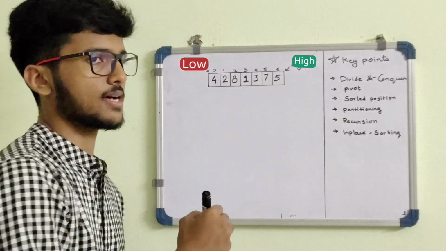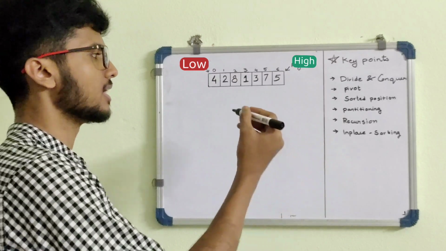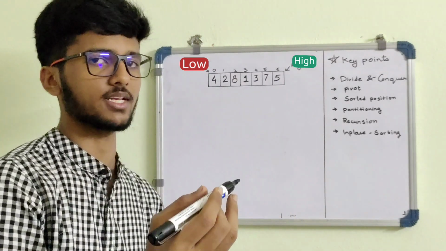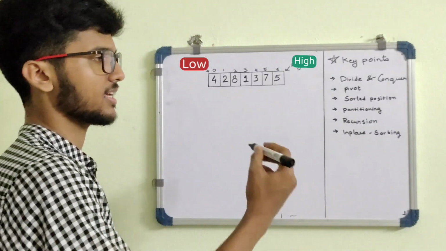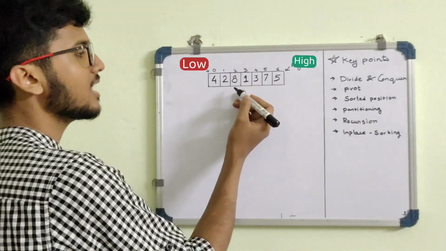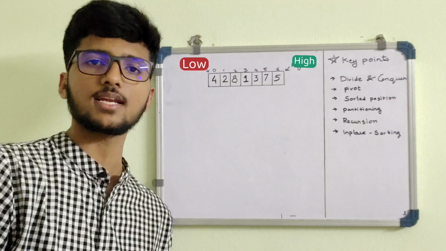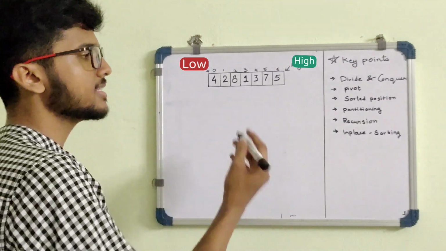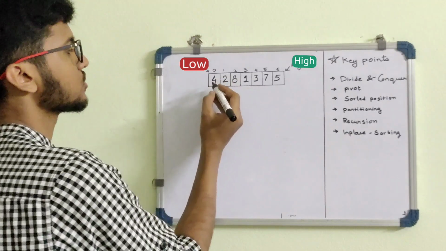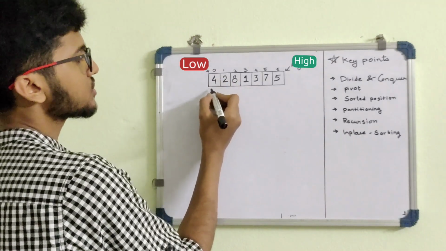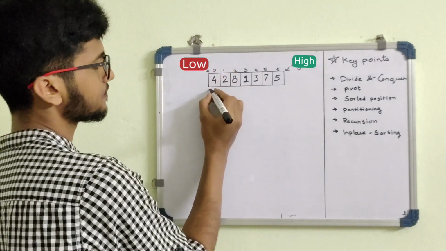In this example, we are going to select the first element as the pivot element. We can select any element as the pivot element, like the first element, the last element, the middle element, or a random element, anything can be selected. But in this example, we are going to use the first element as the pivot. So here, first we choose the pivot element.